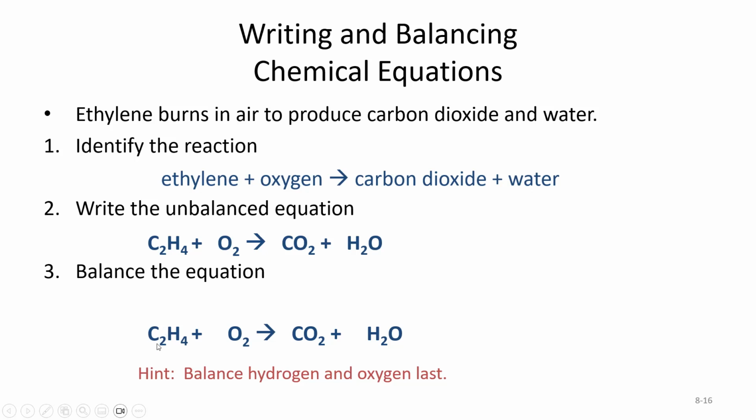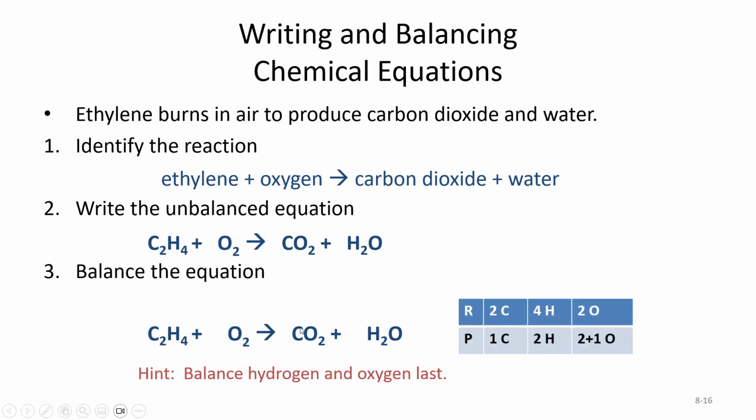So I have 2 carbon on this side, I only have 1 on this side. So I have to put a number 2 here. Then we switch to the hydrogen, so I have 4 hydrogen on this side, and I only have 2 hydrogen over here. So in order to get to 4, I have to put the number 2 there.